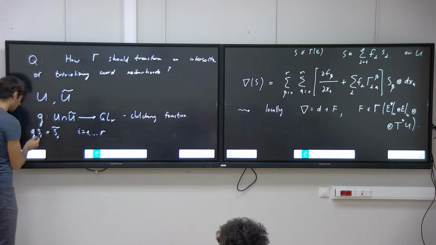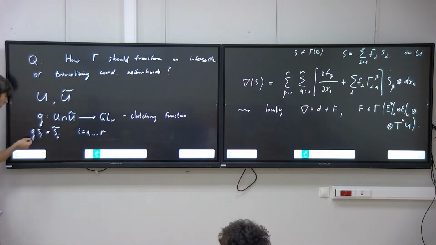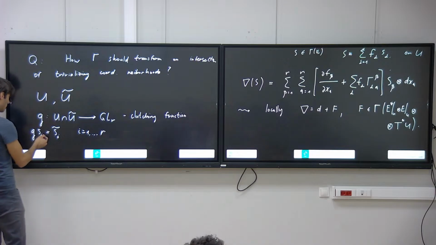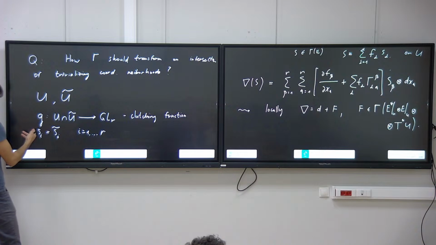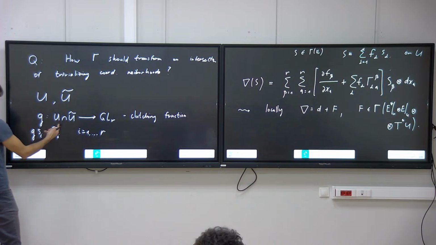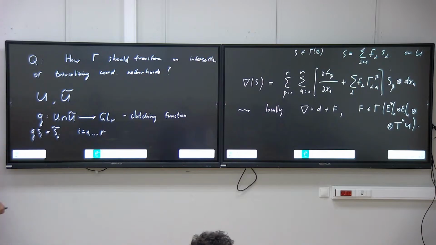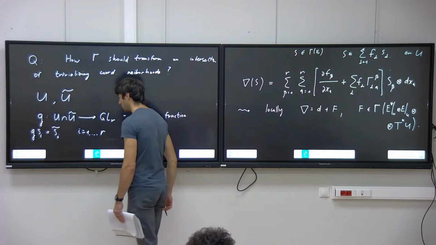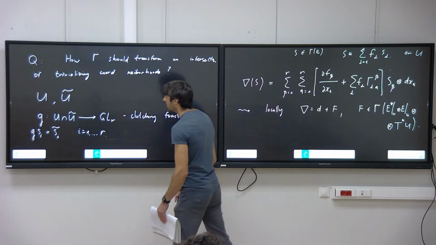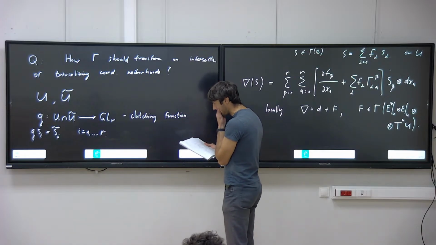And here for i from 1 to r. So this is a vector, right? This is a linear transformation. And this is a function on the intersection, this is a function on the intersection, and this is a function on the intersection. So this is at every point in the intersection, and every i from 1 to r.